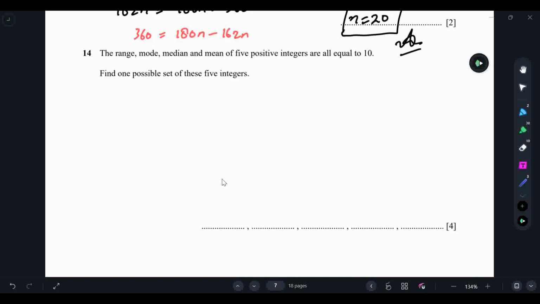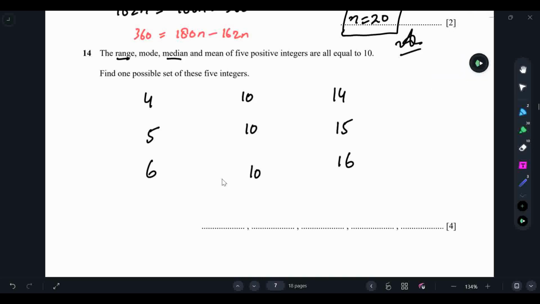It means that if the first number is 4, the next number will be 14. If the first number is 5, the next number will be 15. And if the first number is 6, the next number is 16. The second thing we need to see is the median. If the median is 10, it definitely means that the center digit will be 10.